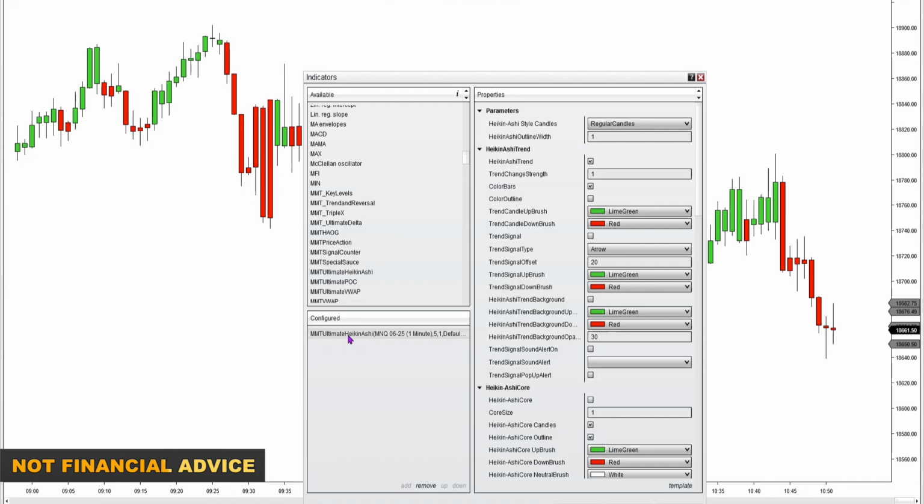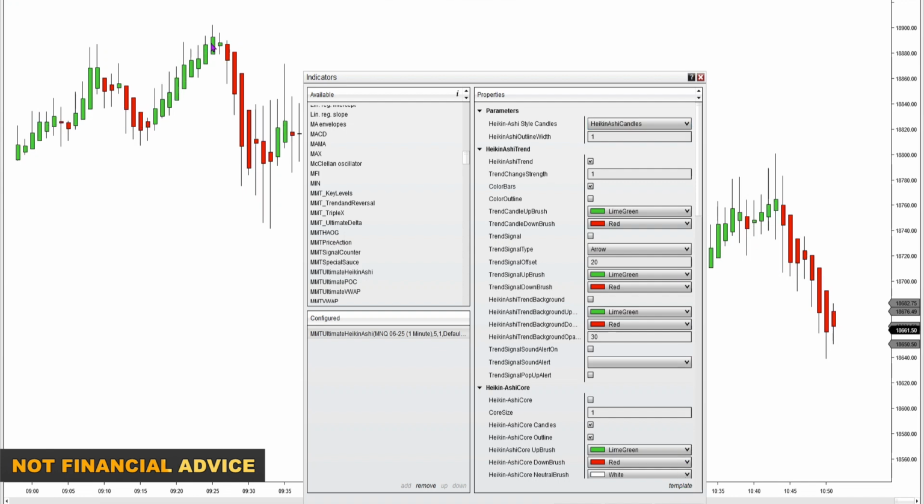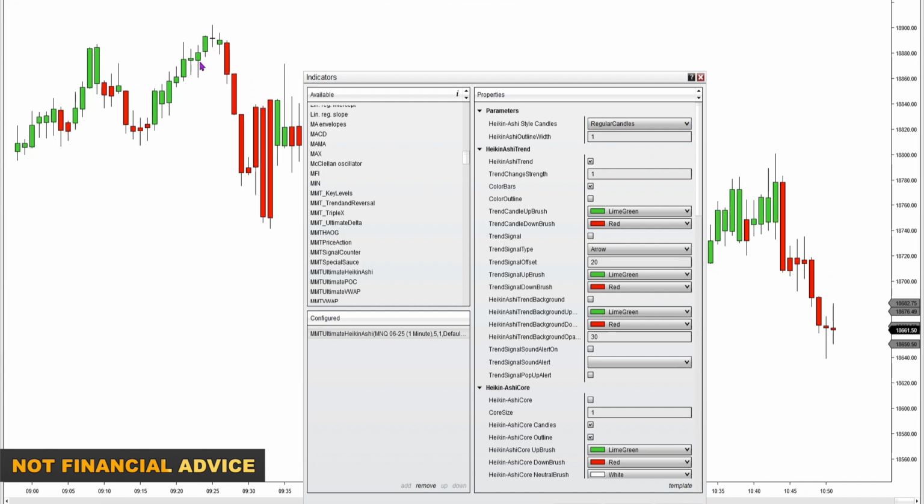Here I've got the MMT Ultimate Heikin Ashi on the chart. I'm only using the most basic, simplistic feature of this indicator, the Heikin Ashi trend, with a trend change strength of 1. So if I put this into Heikin Ashi candle mode, you'll see these are the actual Heikin Ashi candles. These are all green Heikin Ashi candles. These are all red Heikin Ashi candles. But I can choose to display the regular candles. And now these are color-coded to match what the Heikin Ashi is doing in the background, while allowing me to focus on the price action of the regular candlesticks.